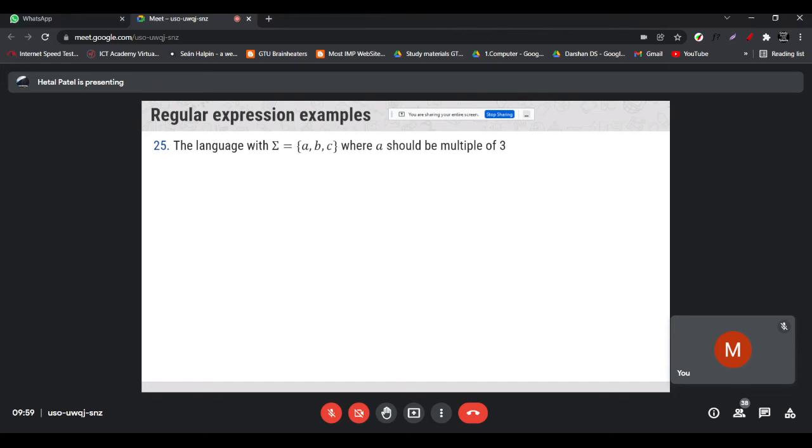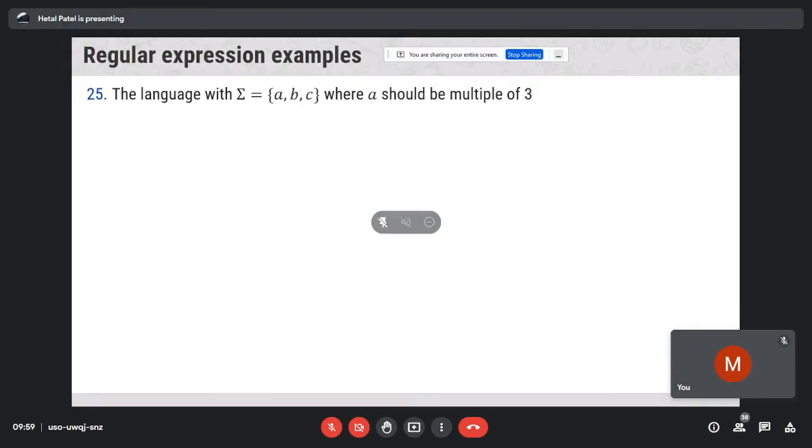A should be a multiple of 3, but the remaining letters B and C can be any combination, right? So what will be the regular expression? Try to design the regular expression. Any combination of B and C, but A that is a multiple of 3. So minimum 3, then multiple of 3, that's 6, 9, like that.